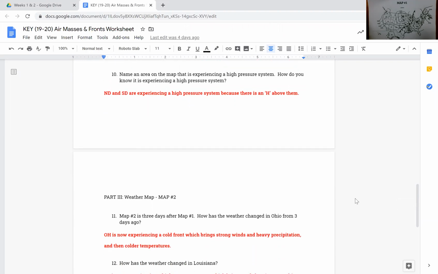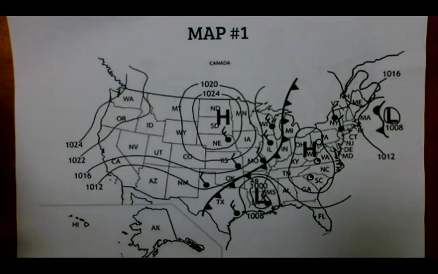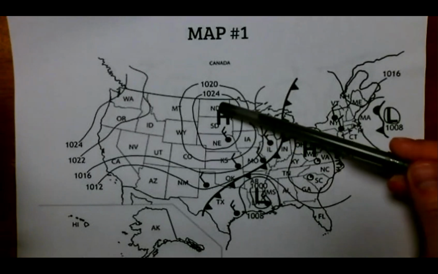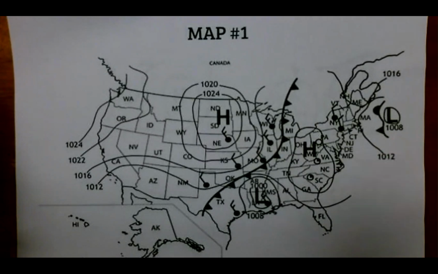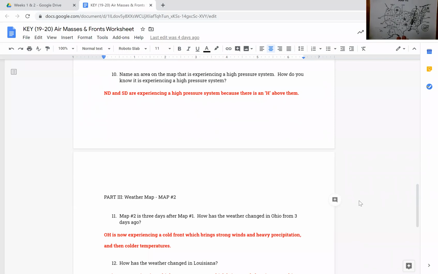on the map that's experiencing a high pressure system. How do we know that it's a high pressure system? And we have over here, we're just looking for any high pressure. Here's one, that'd be North Dakota and South Dakota. And we know it's high pressure because there's a big old H on top of it. So at this point, we're done looking at map 1, and we actually want to look at map 2 now. So map 2 is going to be this.